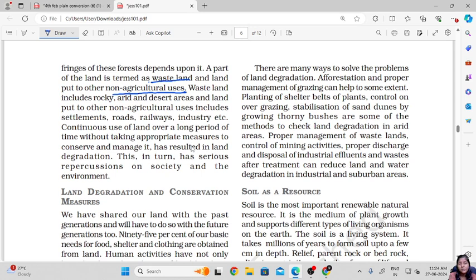Then, a part of land is termed as wasteland and land put to other non-agricultural uses. Wasteland includes rocky, arid and desert areas, where we cannot do cultivation. And land put to other non-agricultural uses includes settlement, roads, railways, industries, etc. Continuous use of land over a long period of time without taking appropriate measures to conserve and manage it has resulted in land degradation.